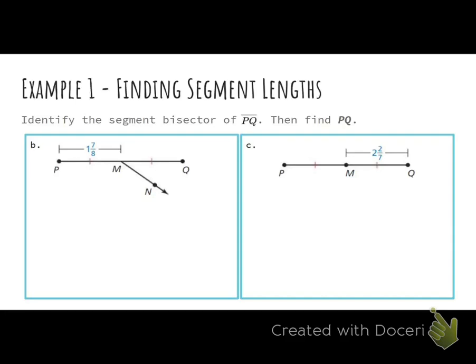Start picking up on 1.3, and we are identifying the segment bisector of PQ, and then we're going to find the length of PQ. So what is cutting that segment in half? Is it a point, a line, or a ray, or a segment? What is this? It is a ray. Ray is cutting it in half. We're going to name that. The bisector is?